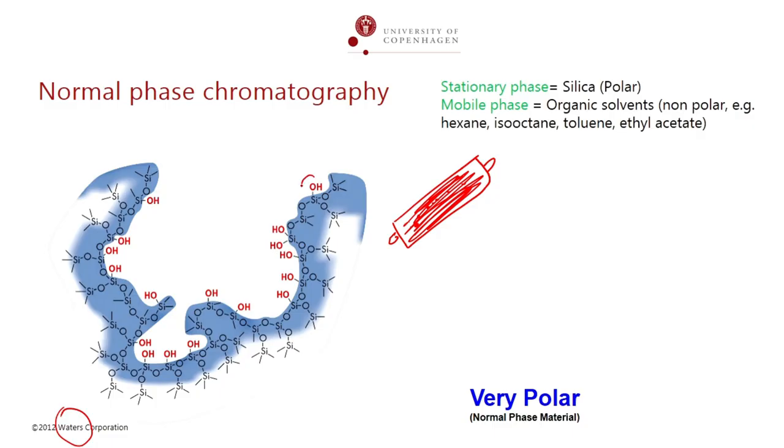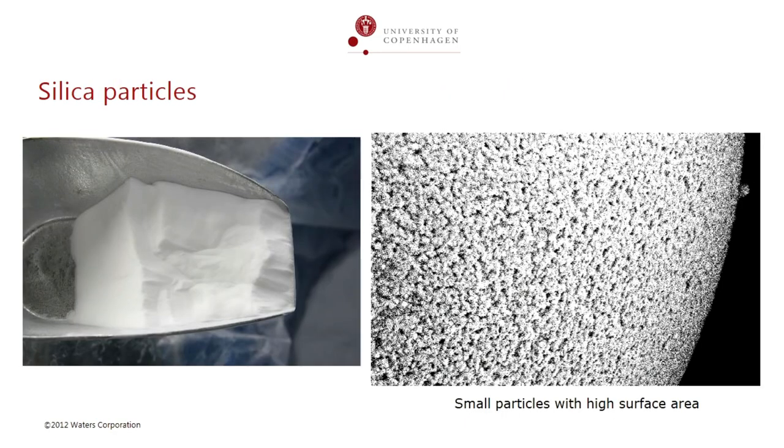So it has a hydroxyl group. Can you see? Hydroxyl groups are polar, as you studied in organic chemistry, right? So the stationary phase is polar here. Remember, the stationary phase is polar. This is exactly how the silica powder looks. It has very fine particles with a high surface area.